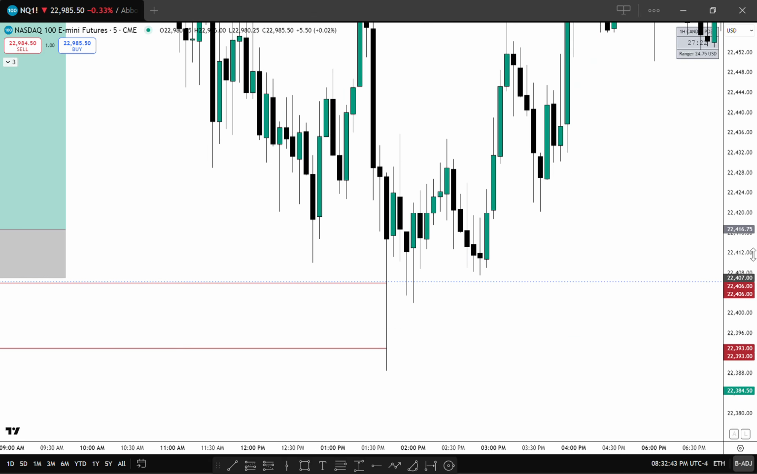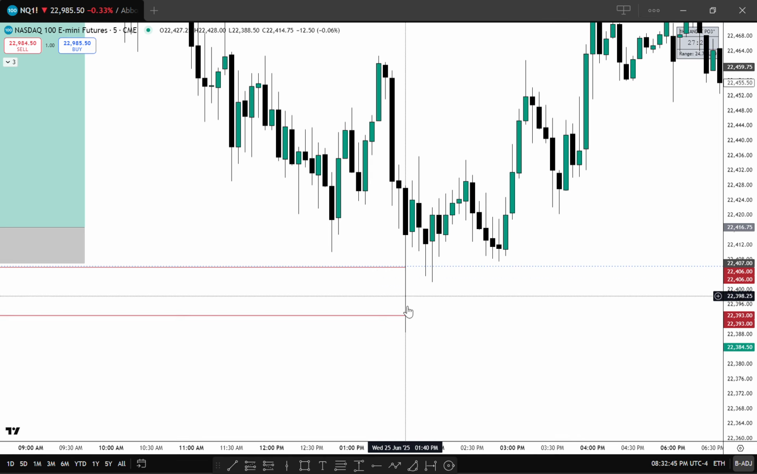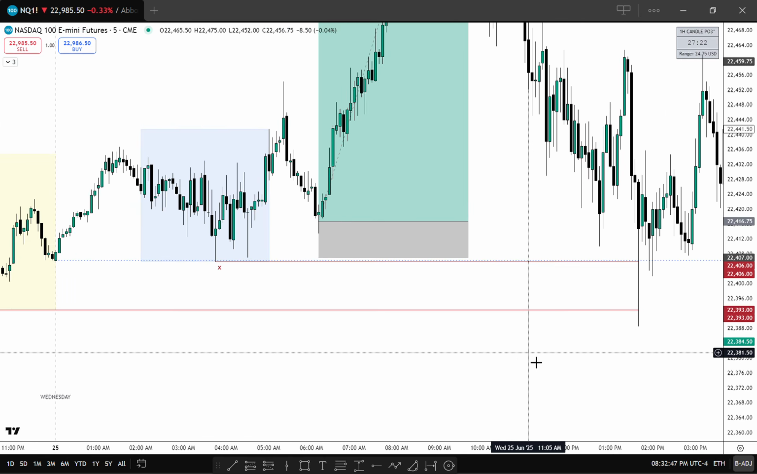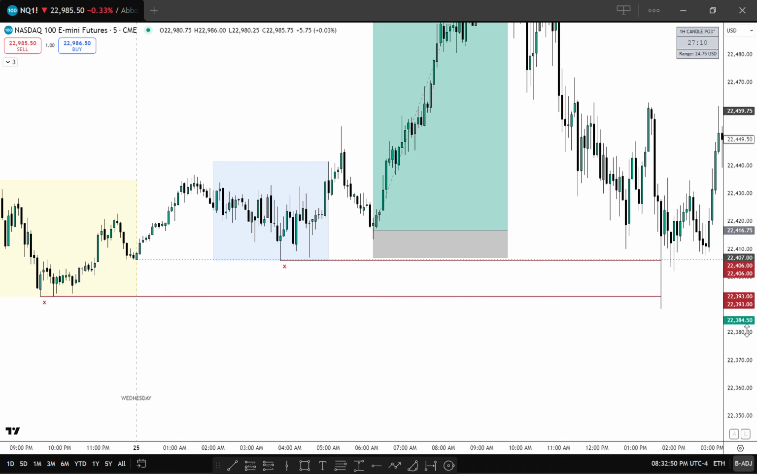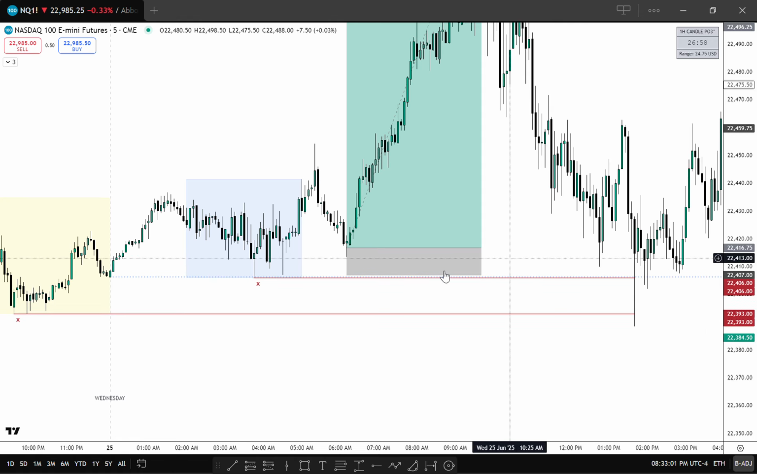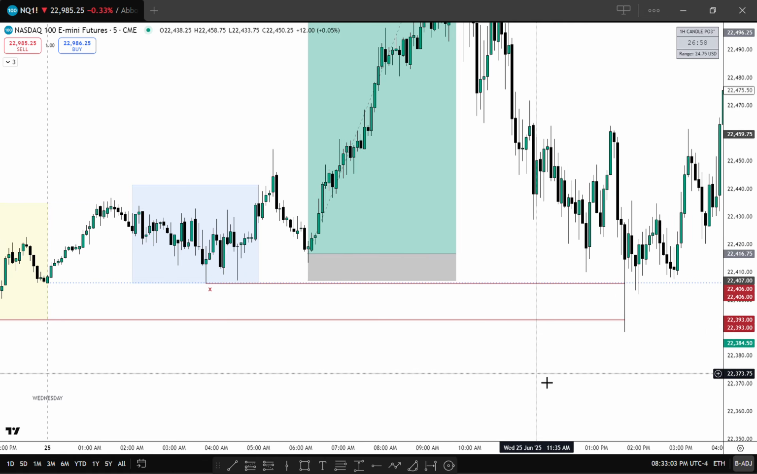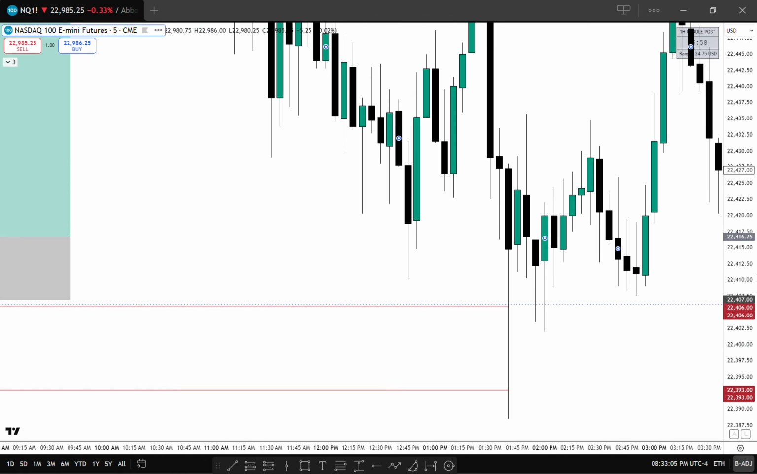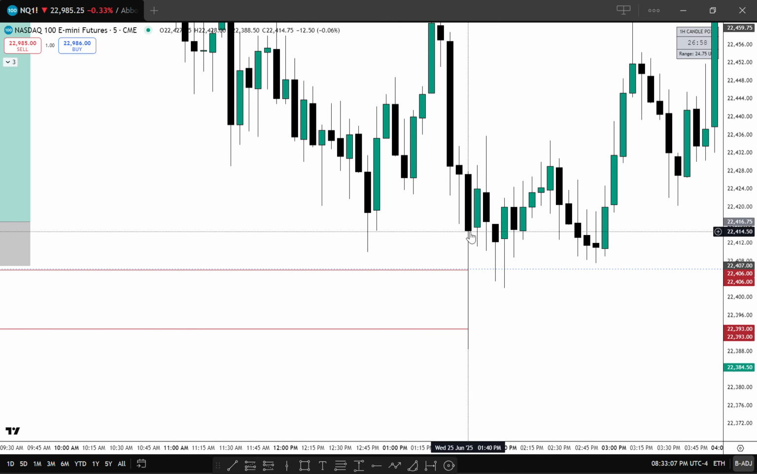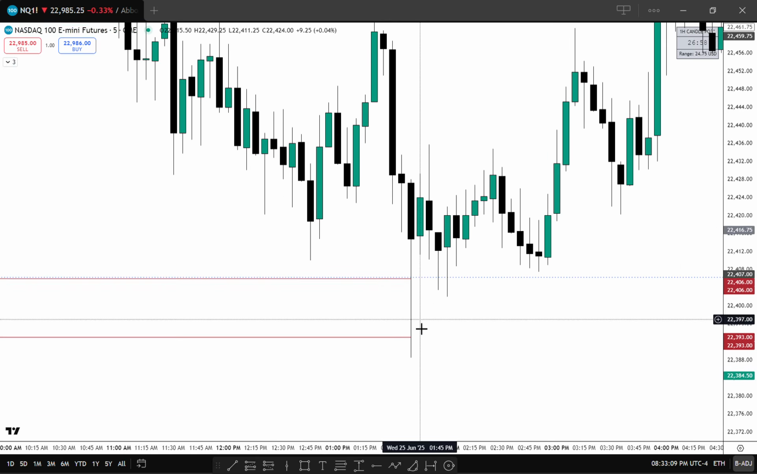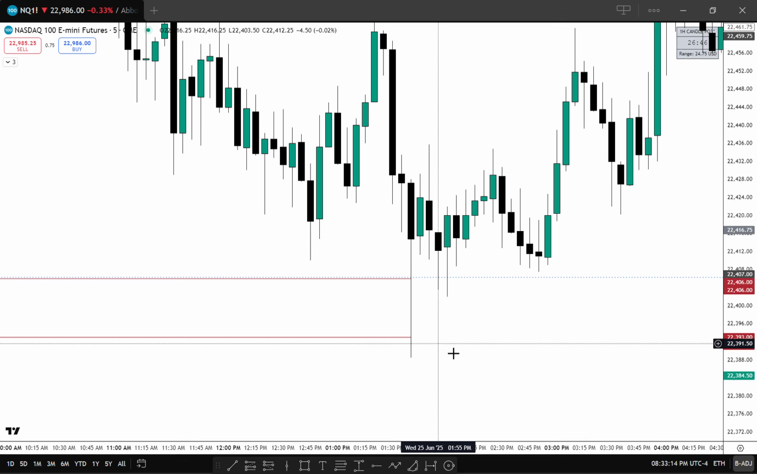So why particularly do we care about this wick? Because this wick took out liquidity. We don't just look at every random wick. The wicks need to have logic. And the logic of this particular wick is that it took out liquidity. It's a liquidity sweep, or a raid on stops, you can call it. And after this candle closes and leaves behind this long wick, we are going to monitor the consequent encroachment level.